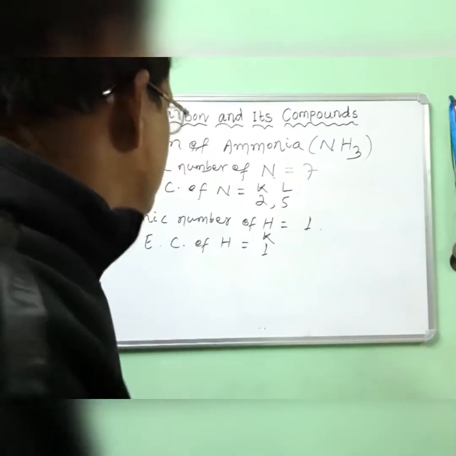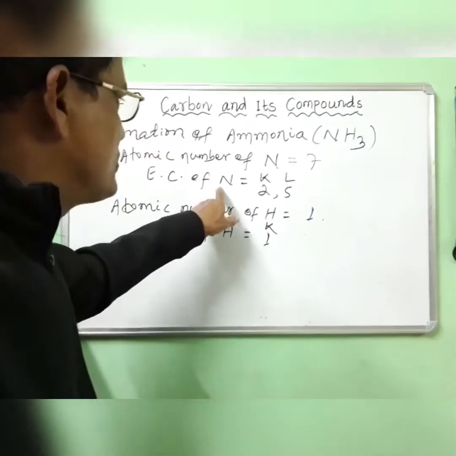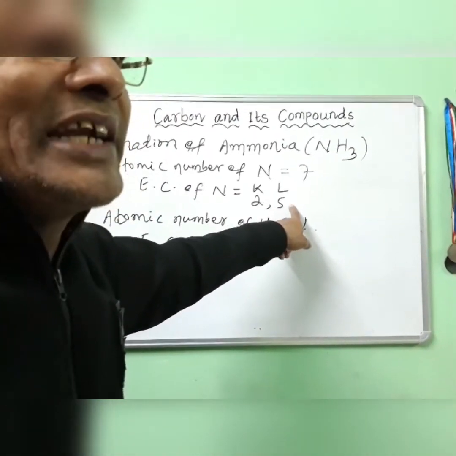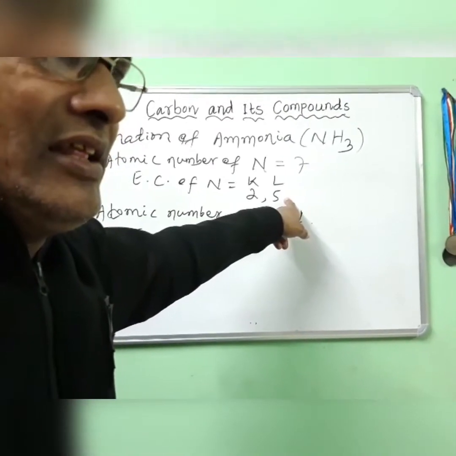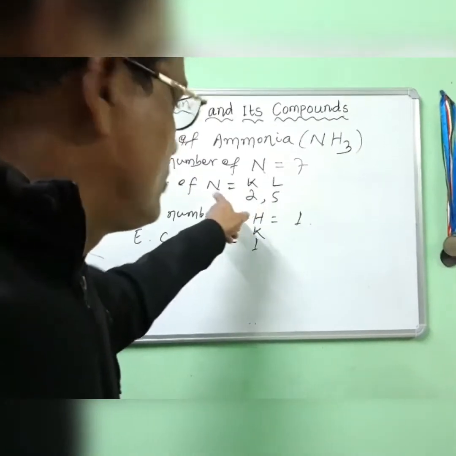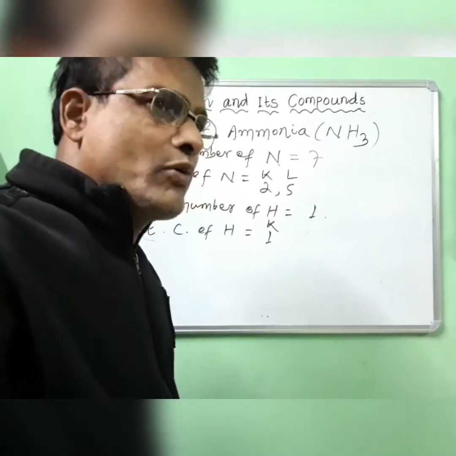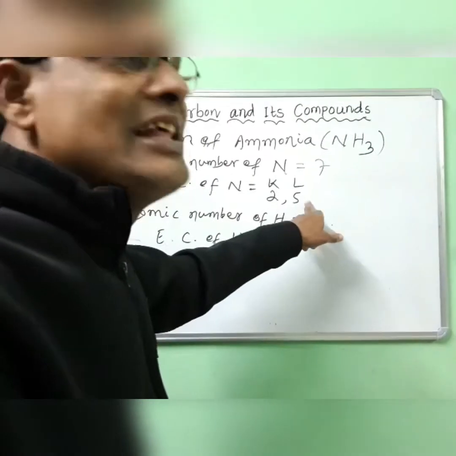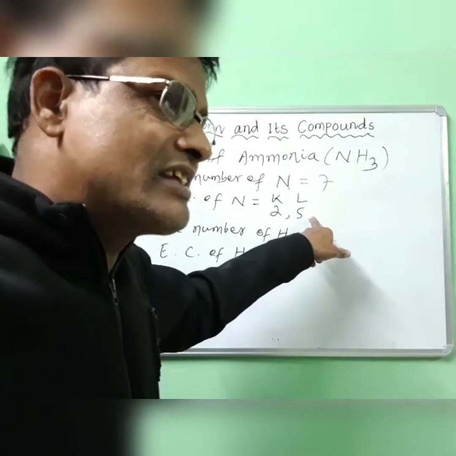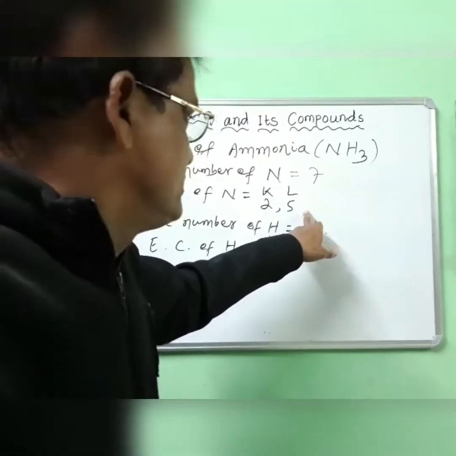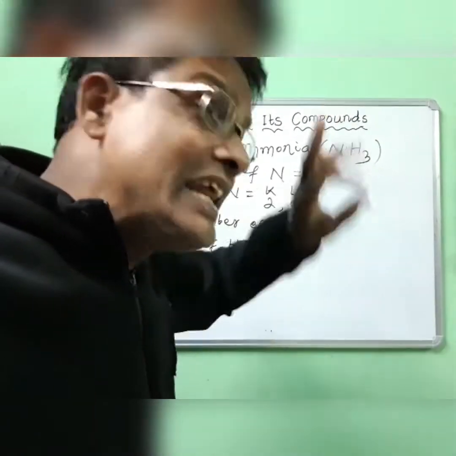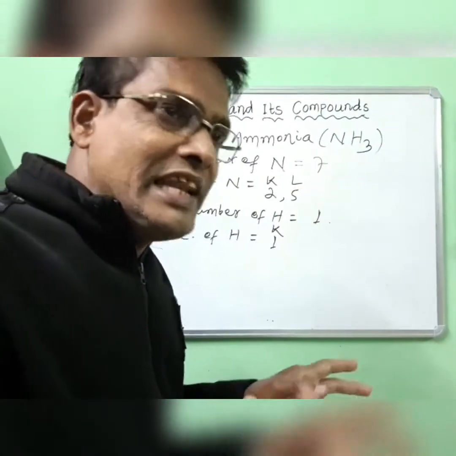Okay. So here the nitrogen atom has 5 electrons in its outermost cell. That is, its valence electron is 5. So the nitrogen atom requires 3 extra electrons to become an octet, or to attain its nearest noble gas configuration, that is 8. This is achieved by sharing its 3 electrons.